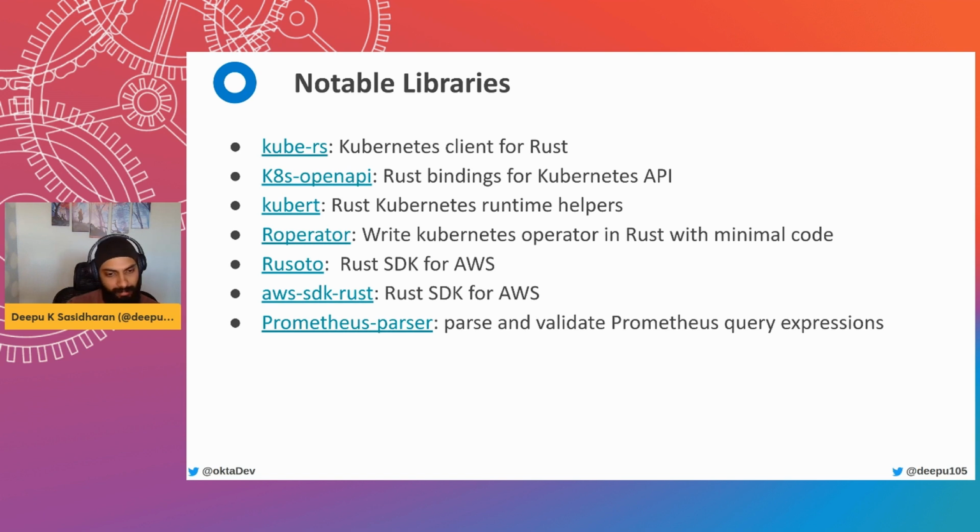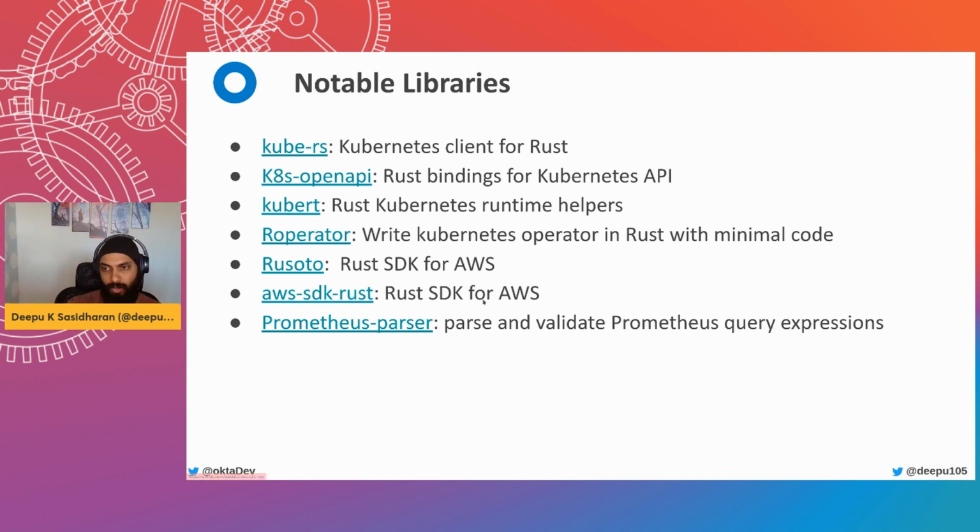So even to implement a feature that was not there, it only took like 5 lines of code, using that generic and providing some configuration, and that was done. So it's as easy as that. Of course, KubeRS uses K8s Open API underneath, which is the Rust bindings for Kubernetes. Then there is KubeRT, which is runtime helpers based on KubeRS. There is the R operator, which makes writing Kubernetes operators in Rust very easy, because it provides macros and most of the boilerplate.